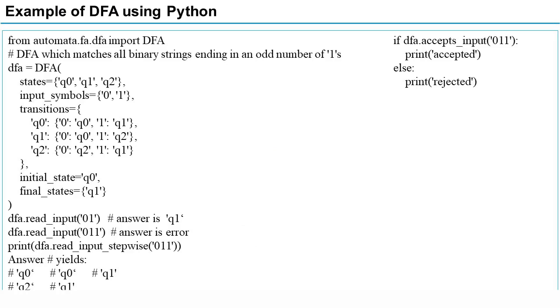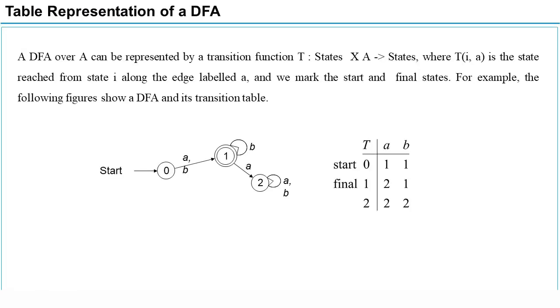Example of DFA using Python. A DFA has been given which matches all binary strings ending with an odd number of ones. So you have a programmatic representation for this DFA. Then the table representation of the DFA. A diagram has been given.